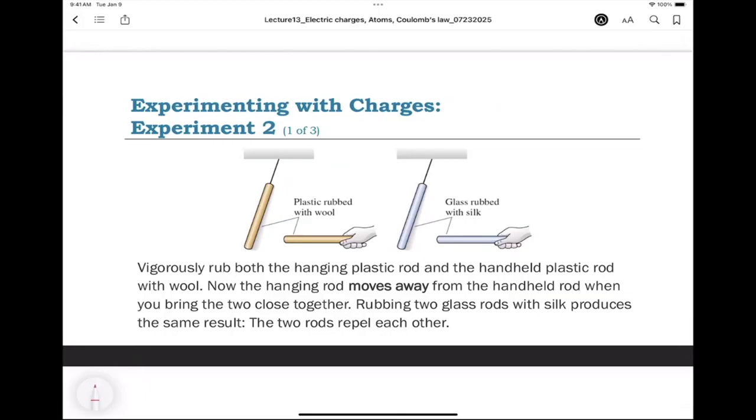You can see, if you rub these two rods with wool, they will move away from each other. I will explain that later. And if you rub two glass rods with silk, it will have the same result. The two rods repel each other.